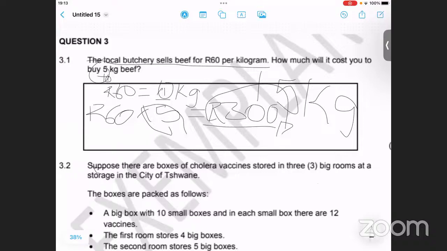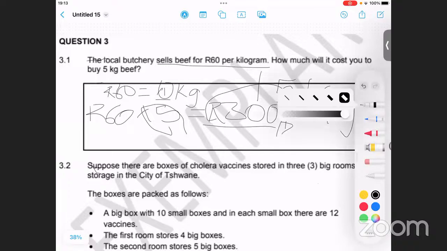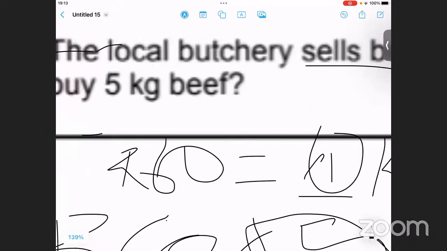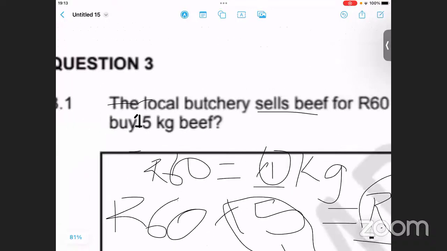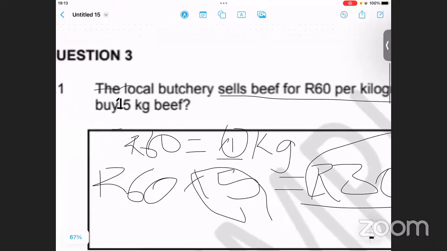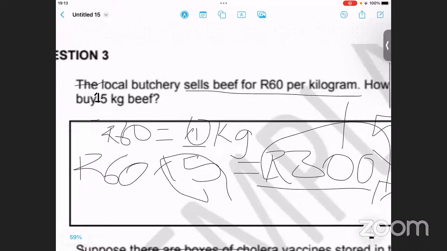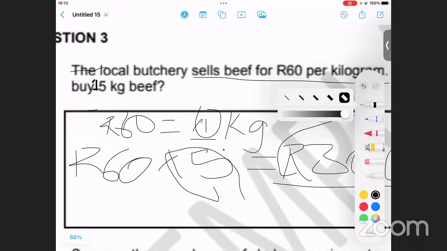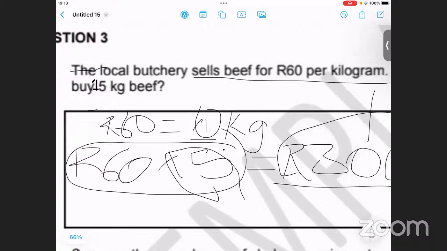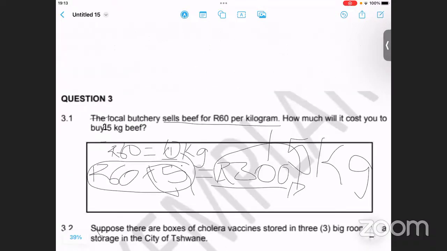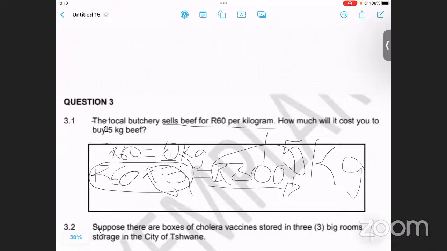My question to you now is, let me wipe this, how are we going to calculate this if we wanted to buy 15 kg, not 5? This was the calculation for 5 kg, which is 60 multiplied by 5, which gave us 300 rands. Do you get it? Yes, ma'am.